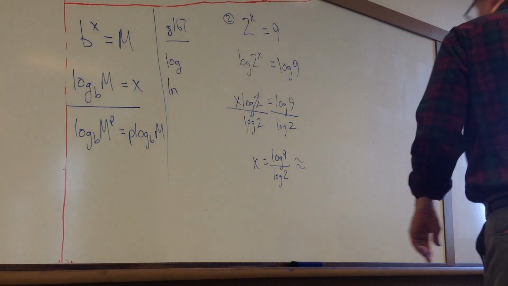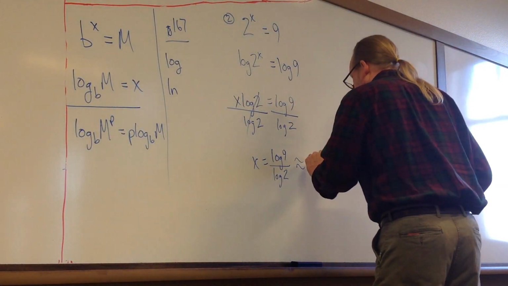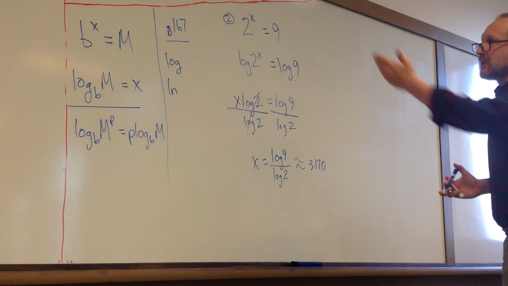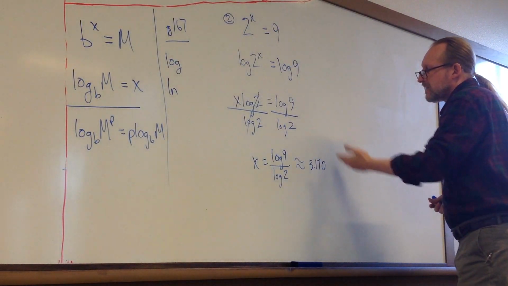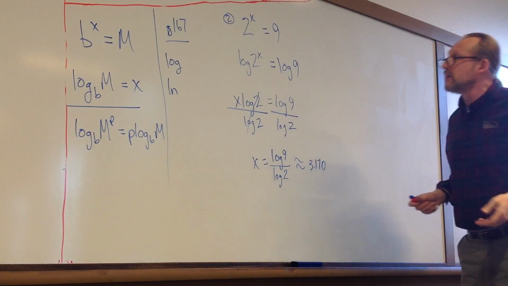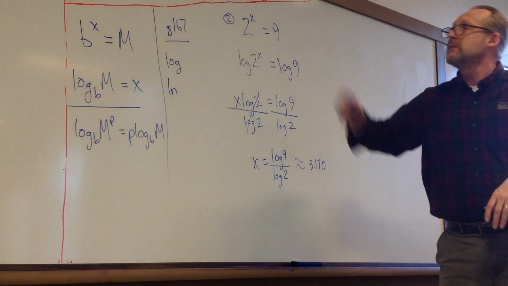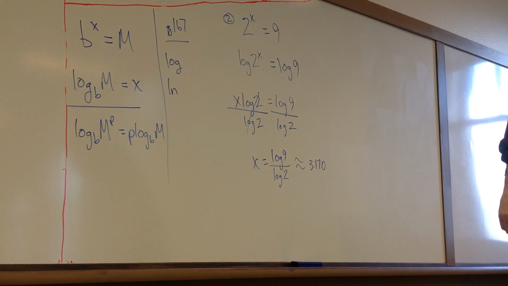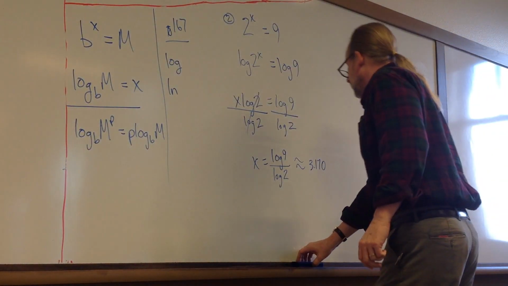So let's see here. So this is about 3.170. All right, and that makes sense because 2 to the third power is 8, so it makes sense that a little bit more than the third power would give you 9. All right, that's problem 2. Let's take a look at problem 4.